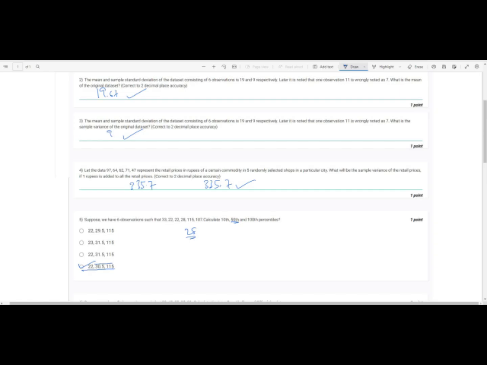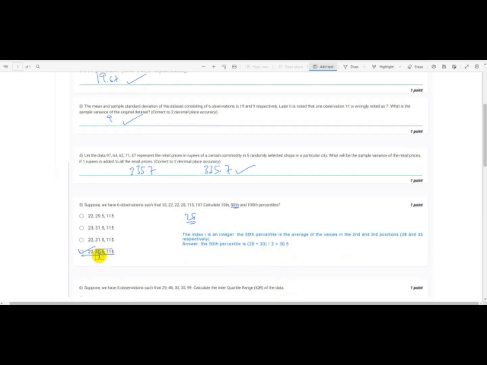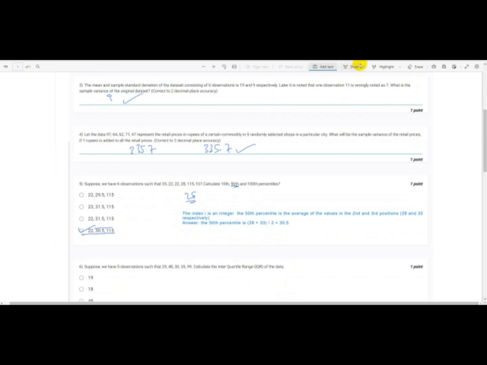What does the 50th percentile actually mean? The index I is an integer, and the 50th percentile is of the second and third positions. Why did we take the second and third positions to be 28 and 33 here? Because 22 is a duplicate of 22, we do not need to consider that. Therefore, our 50th percentile is the average of the second and third positions, and therefore it is 30.5. With this we got option D as the correct answer.